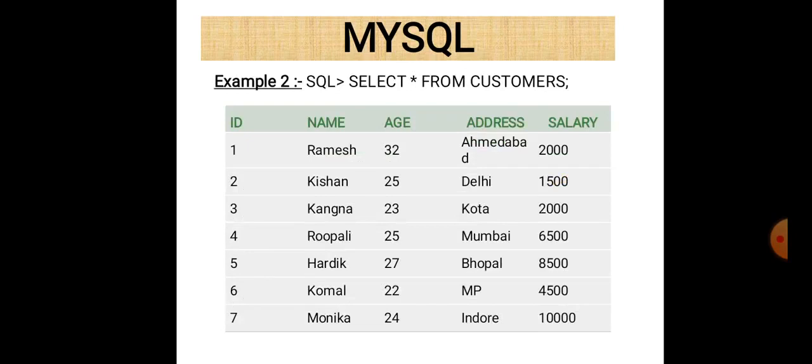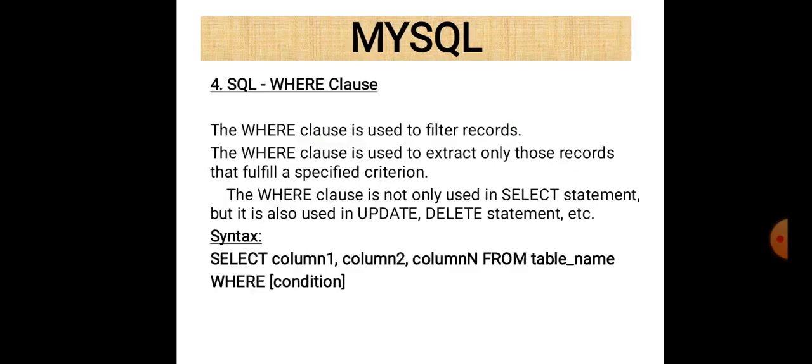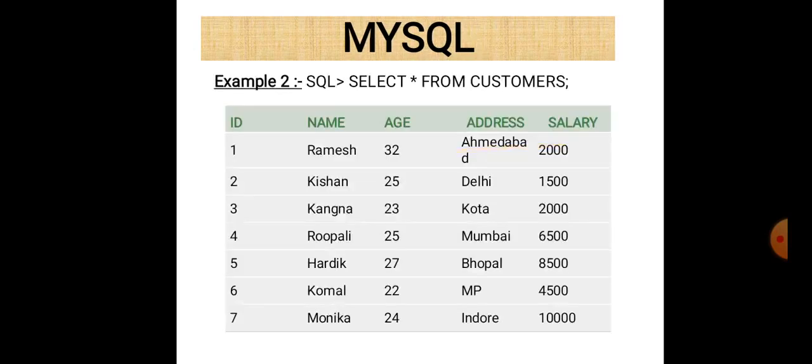Next, if you write select star from customer, then complete data regarding the table customer will be displayed on the screen. As you see in this example, ID, name, age, address, salary, complete data is visible here. So that is all about the select statement. Using the select statement, you are able to select a column or a group of columns or the entire table with all records.